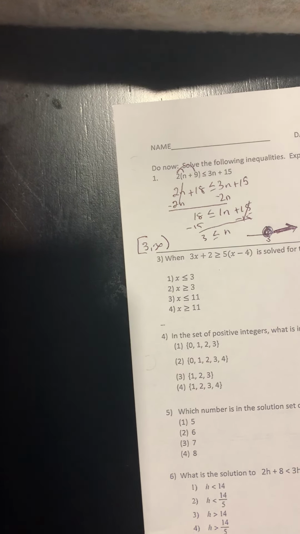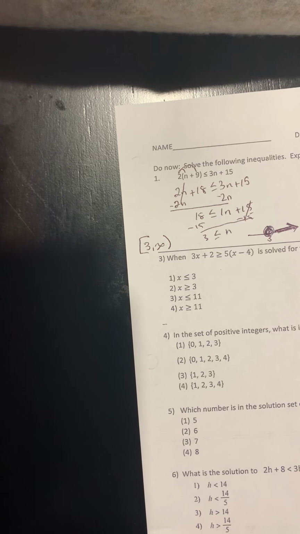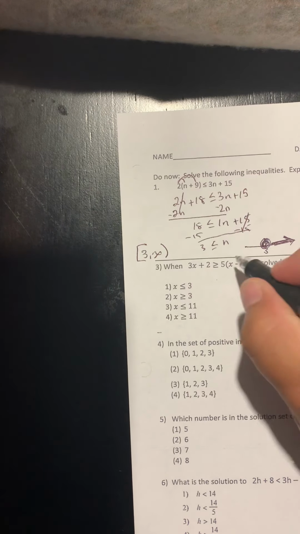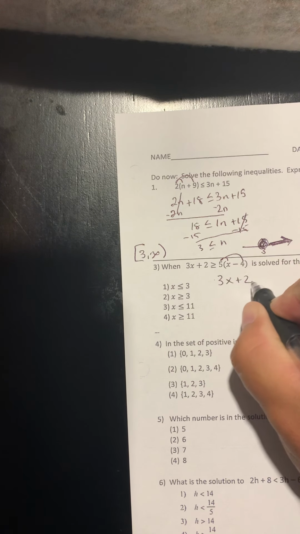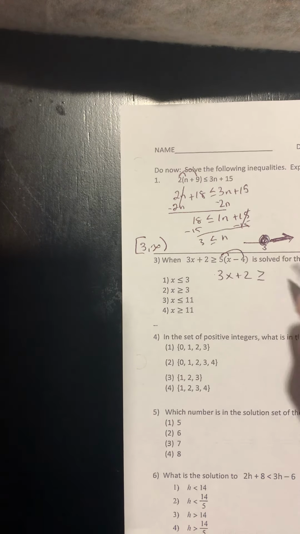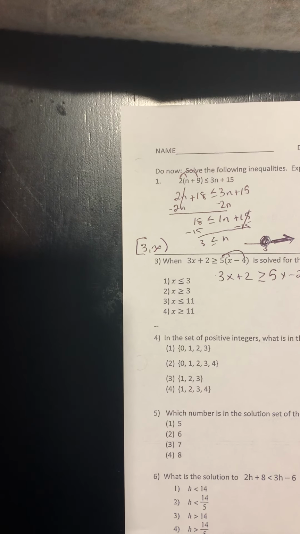All right, so you can do number 2 on your own. Number 3, let's take a look, because you have a multiple choice here. So here I'm going to distribute that 5. So I have 3x plus 2 is greater than or equal to 5 times x is 5x, 5 times negative 4 is negative 20.